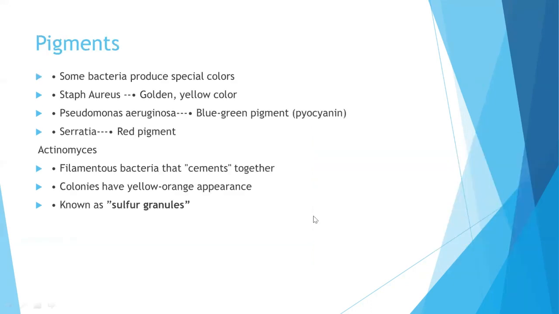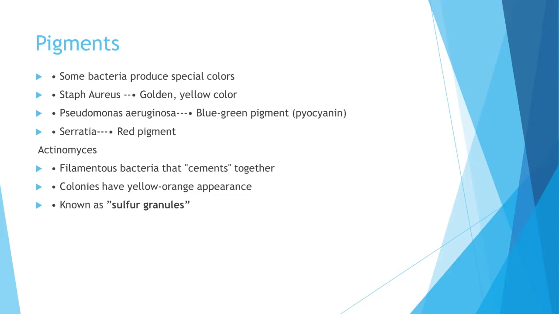There are some specific pigments for some bacteria. Some bacteria produce special colors. For example, Staph aureus produces a golden yellow color. Pseudomonas aeruginosa produces a blue-green pigment, which is called pyocyanin. And Serratia can produce a red pigment.